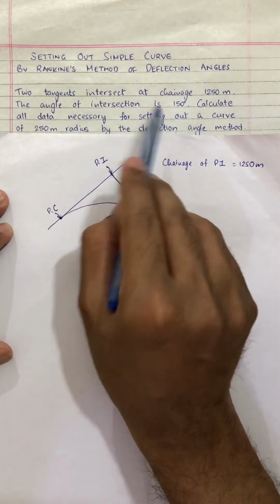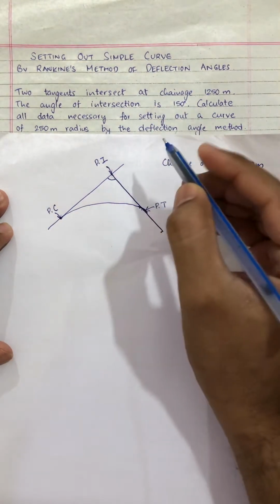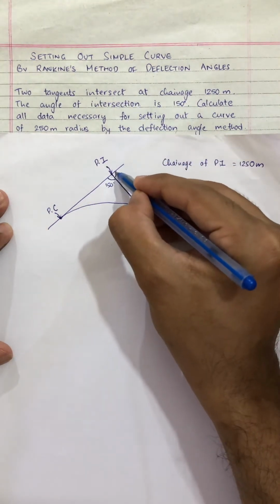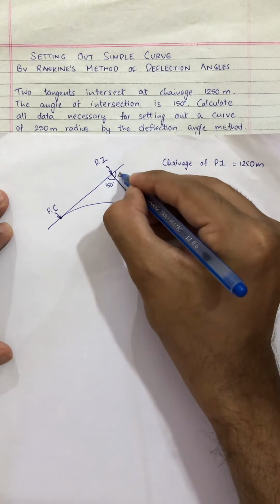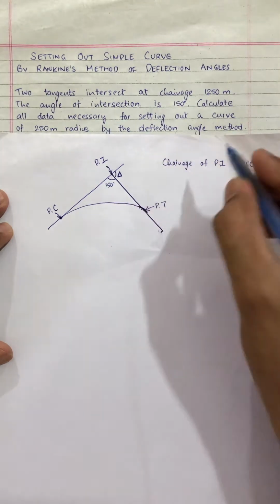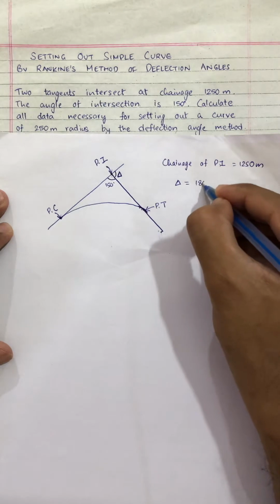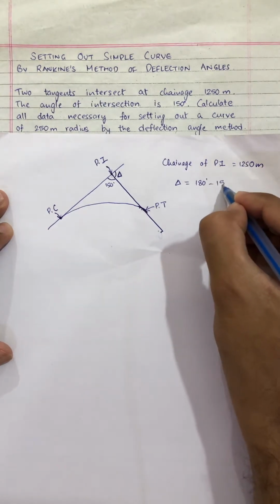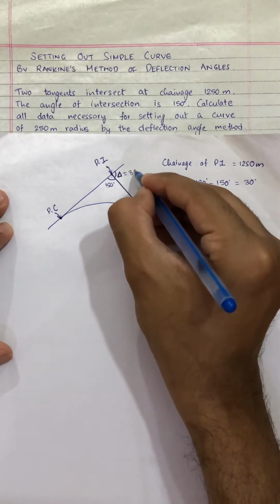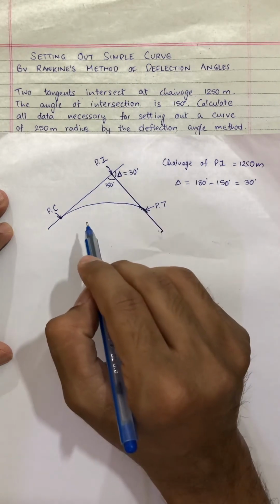The angle of intersection is 150 degrees. So the angle of intersection is this angle. This angle is given as 150 degrees. But we need this external deflection angle delta. So what will this angle be? This is a straight line, so delta will be equal to 180 degrees minus 150 degrees, that comes out to 30 degrees. So this deflection angle, or external deflection angle delta, is equal to 30 degrees.